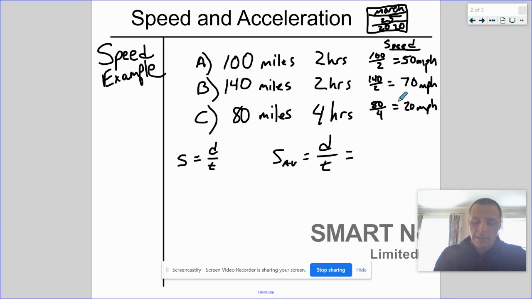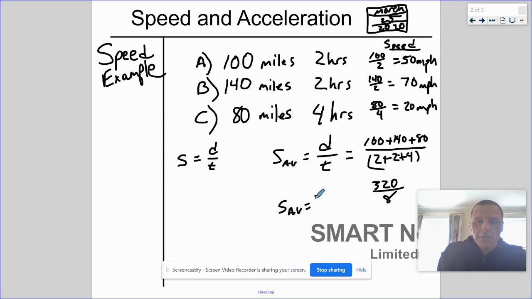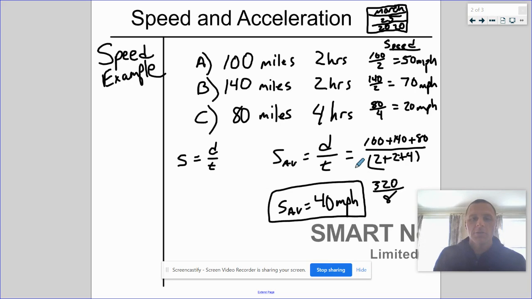So the correct way to calculate the average speed is to do the entire distance, 100 plus 140 plus 80, divided by the entire time, which is 2 plus 2 plus 4, or 8 hours. So I think this was 320 divided by 8, and the average speed turned out to be 40 miles per hour. So that was the answer to the average speed for parts A, B, and C.